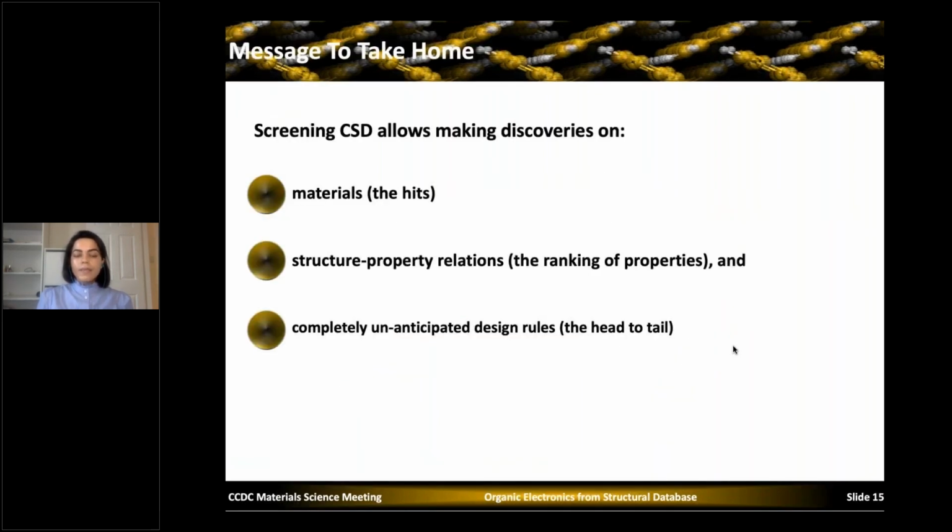So basically, that brings me to the end. What I have found in my research is that screening the Cambridge Structural Database enables making discoveries on materials. Now we have a collection of high mobility materials on structure property relationships. So now we have a list of parameters that do affect the mobility, and we know the order of importance, and it can lead to unanticipated design rules. This head-to-tail arrangement of the molecule is quite interesting.